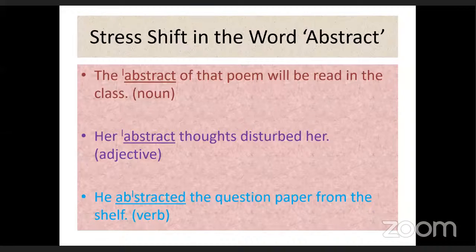But when it is used as a verb, as in the next sentence, he abstracted the question paper from the shelf. Over here, abstract means to remove something, to take away something. So question papers were kept in the shelf and that has been taken away. He abstracted the question paper from the shelf. So there is a change in the stress pattern.